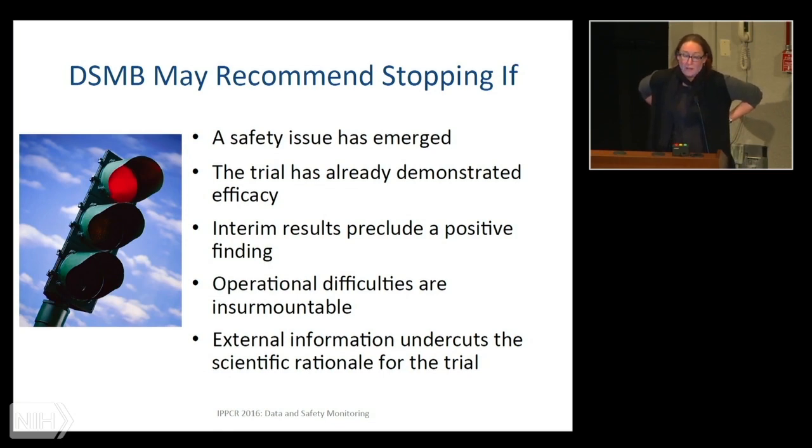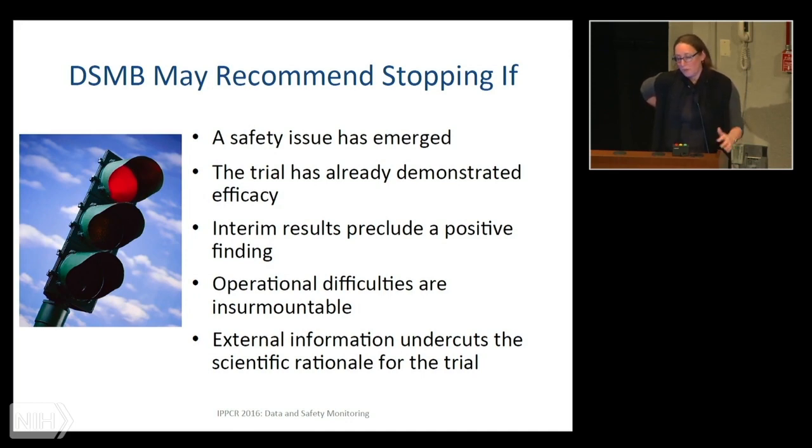So ultimately, a DSMB could recommend stopping, which is the hugest possible outcome of a meeting. That could be if a safety issue emerged, or if efficacy was achieved, which is the best case scenario. Or interim results preclude a positive result, that's futility, a disappointing one. Or operational difficulties are insurmountable, generally because either the primary endpoint was just infeasible and could not be obtained in enough people without too much missing data, or accrual was just in the pits, and you're not going to be able to add enough sites to finish on time.